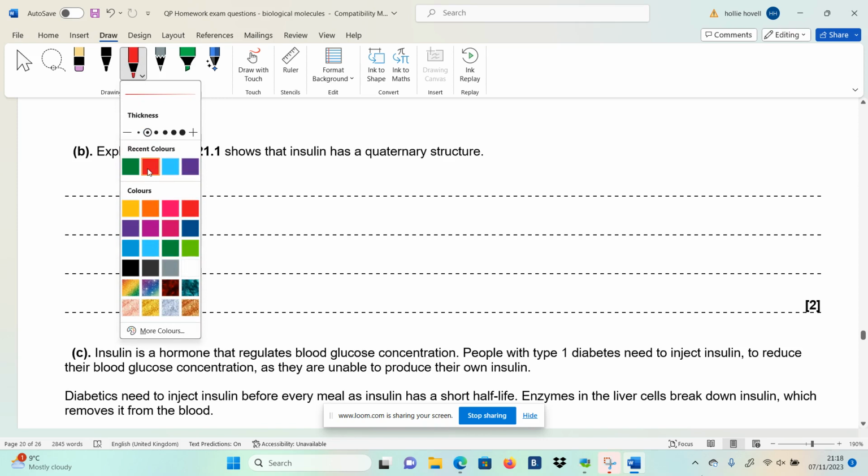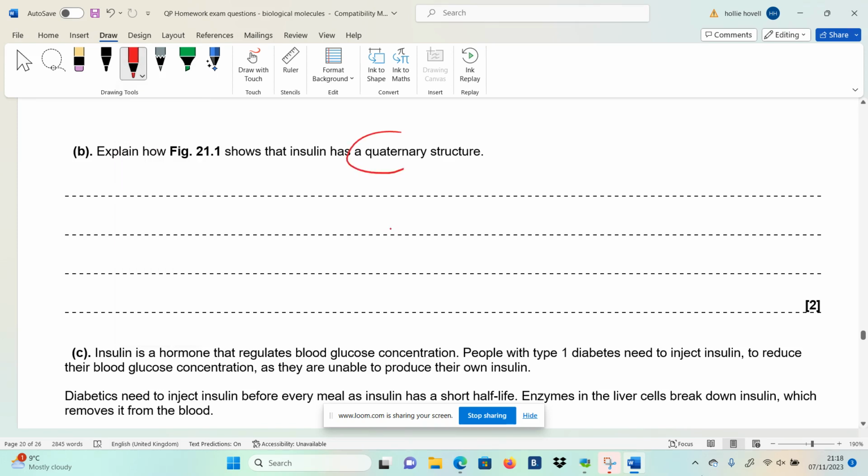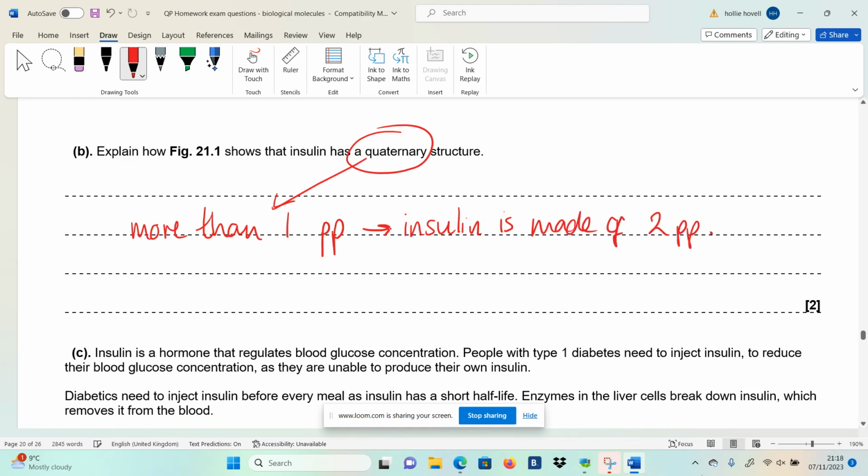Okay, so all you needed to write for that one is quaternary means that it's made of more than one polypeptide, and the picture shows that insulin is made of two polypeptides. Okay, so you've proved that you know the definition of quaternary and you've explained how it links to the diagram. Okay, and then you could say that the chains are joined together.